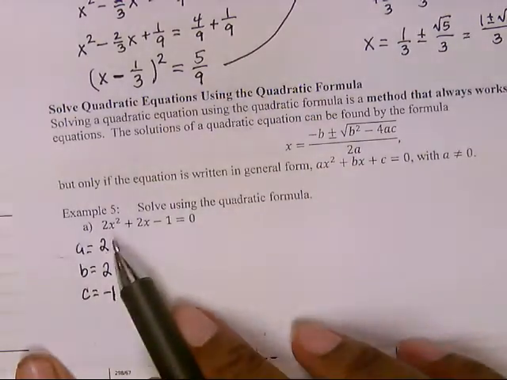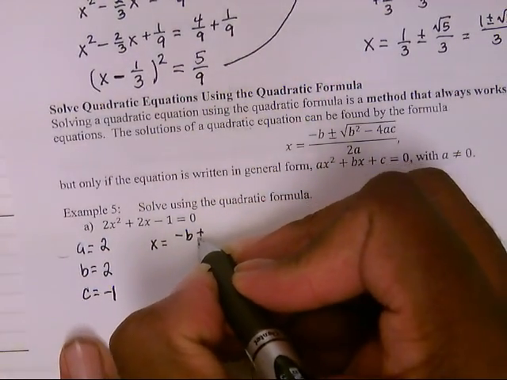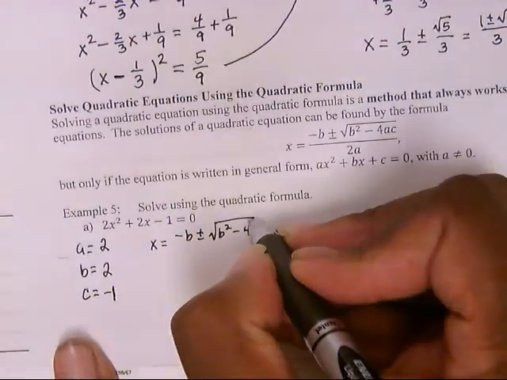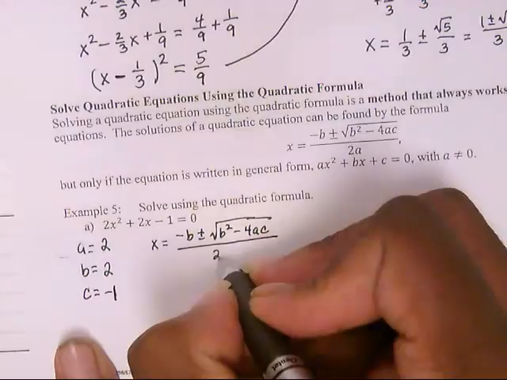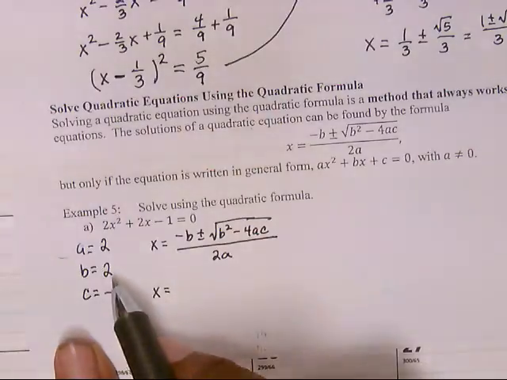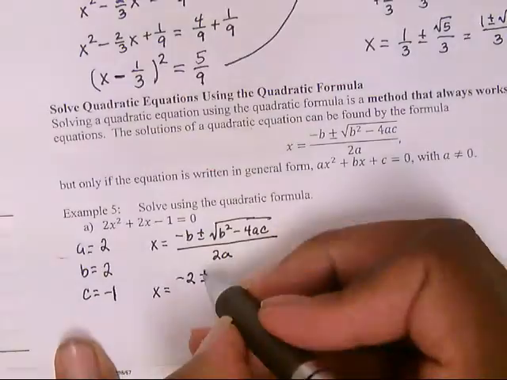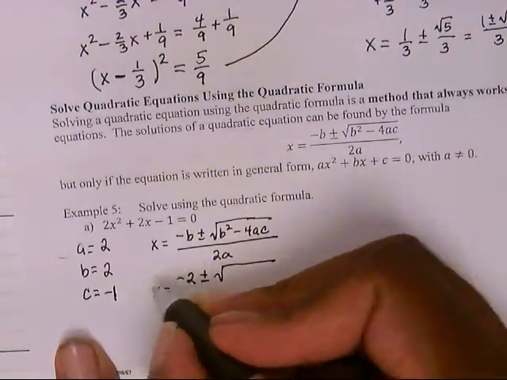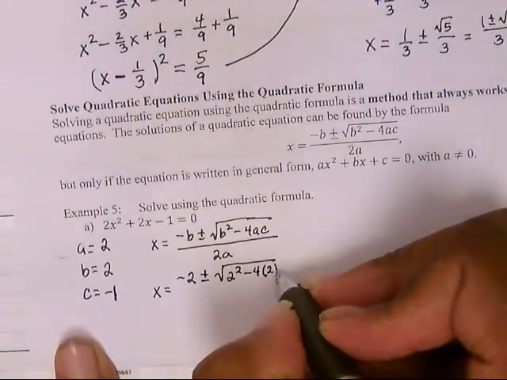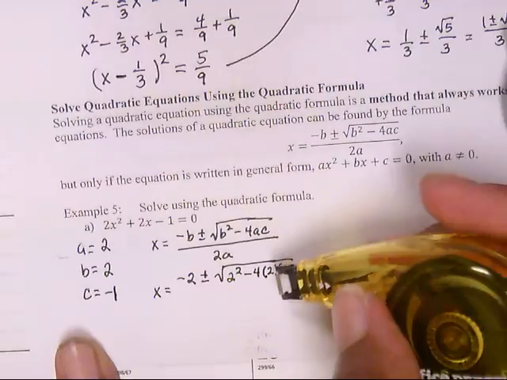So here we can substitute a, b, and c in that quadratic formula, which is of course x equals -b plus or minus the square root of b squared minus 4ac, all divided by 2a. So here b is 2, so that's going to be -2 because of the negative sign in front, plus or minus the square root of b, which is 2, squared minus 4 times a, which is 2, times c, which is -1.